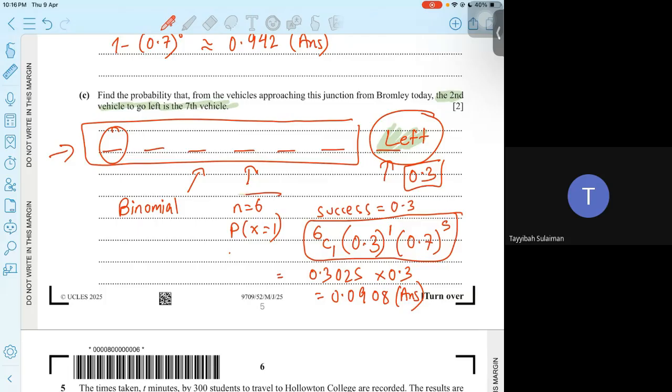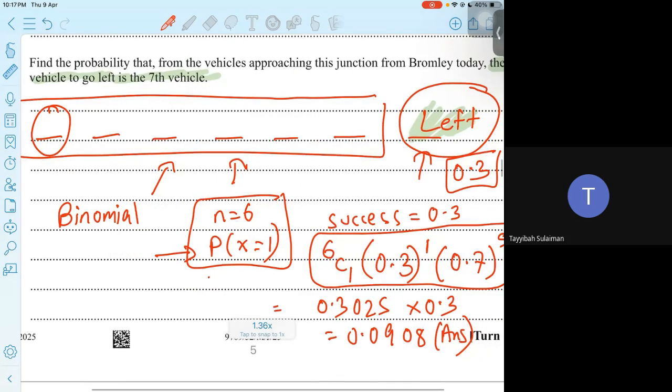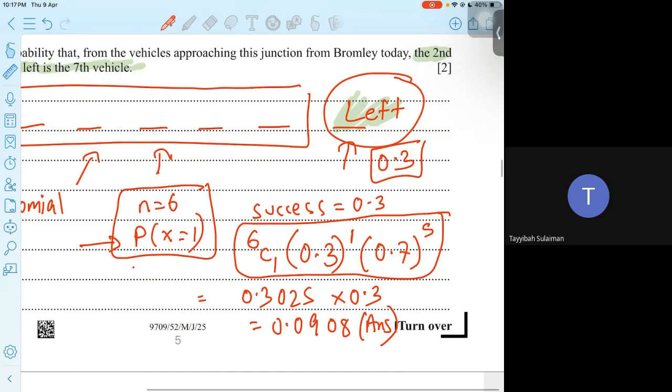So this question says that I have 6 experiments and I have to get only 1 success. So I no longer consider these to be different spots. I don't have to swap them around. I don't have to see all of the arrangements. I only have to find that among 6 different experiments, what is the probability of getting only 1 success? That is exactly how this binomial works.